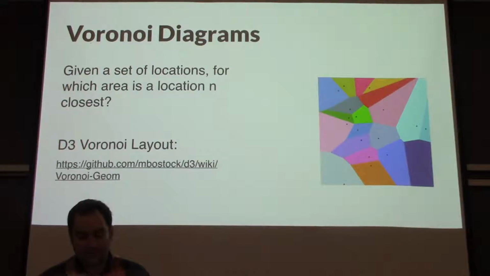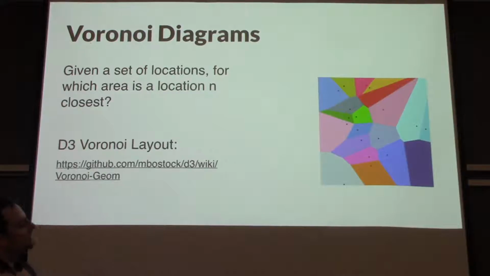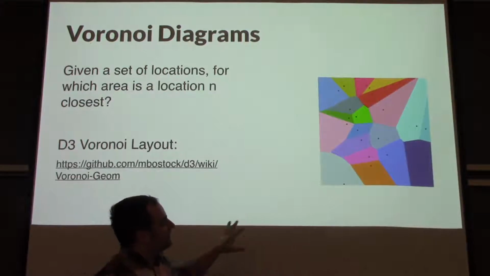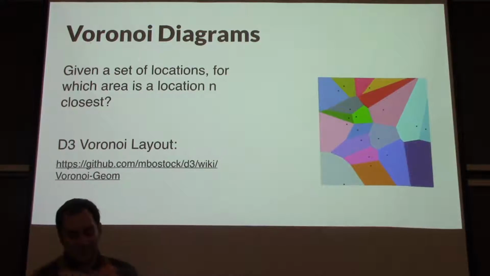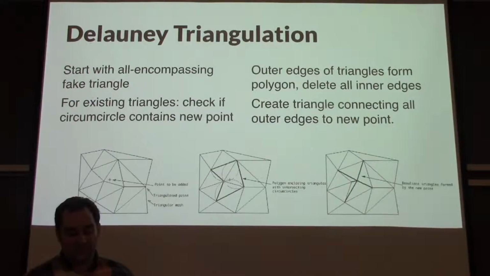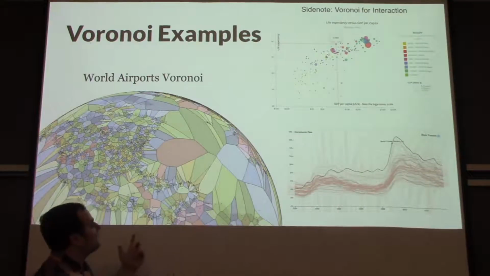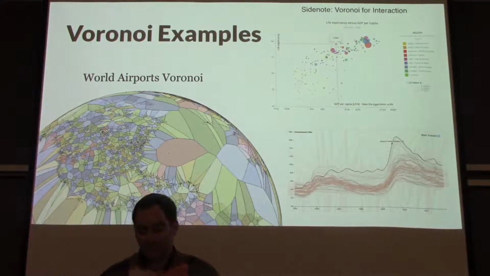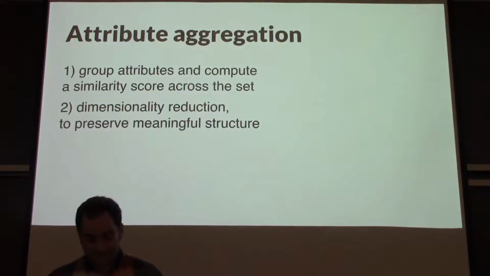And then Voronoi diagrams, which simply give you the area that is closest to a specific point. You can use them both for visualization directly, for example color coding, or for user interface features, as we saw here in the map.